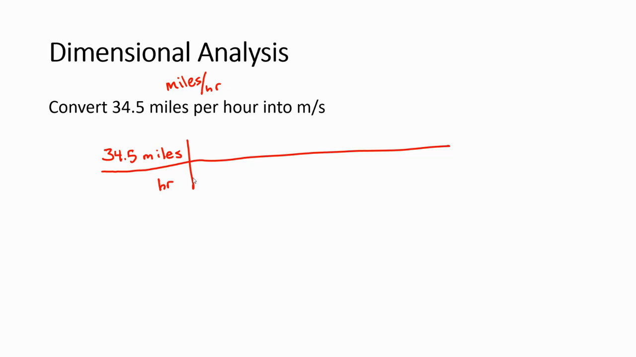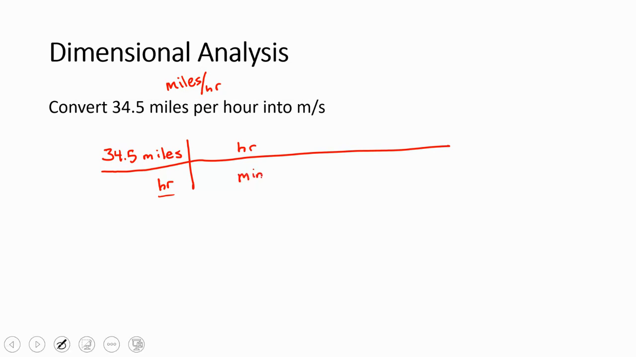I have a distance issue. I need to get from miles to meters, and I have an hours situation as well, or a time situation. I need to change that from hours to seconds. Let's do that first. See how I have hours here on the bottom? If I want to get rid of hours, it really needs to be on top so that it will cancel out. If I want to go from hours to seconds, I'm probably going to go through minutes first.